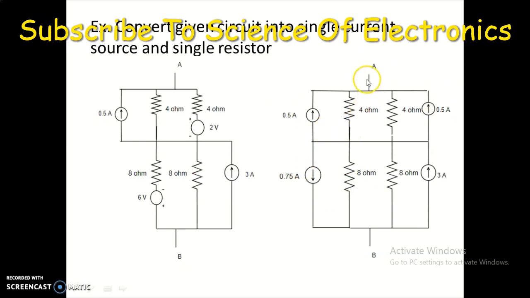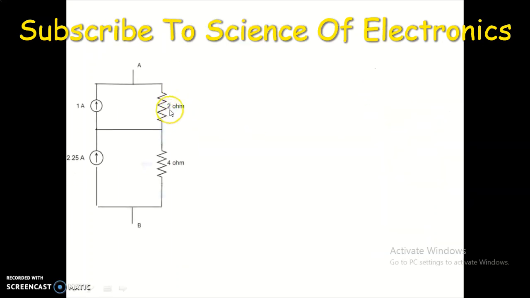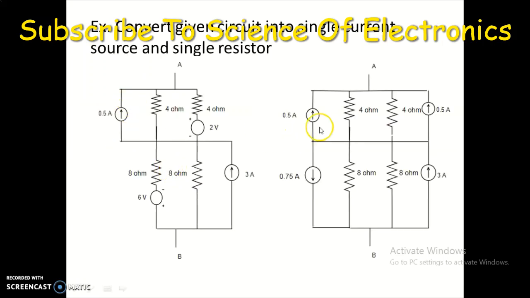Now we can see, if we start to travel from terminal A to terminal B, all these branches are in parallel. So if we find the equivalent of these two branches, that is 1 by 4 plus 1 by 4, which is 1 by 2, and 1 by 8 plus 1 by 8, which is 1 by 4. So we can directly connect this equivalent resistance like this: 1 by 2, that is 2, and 1 by 4, that is 4. Also this current source and this current source are traveling in the same direction, so we can take their addition, which is 1 ampere.